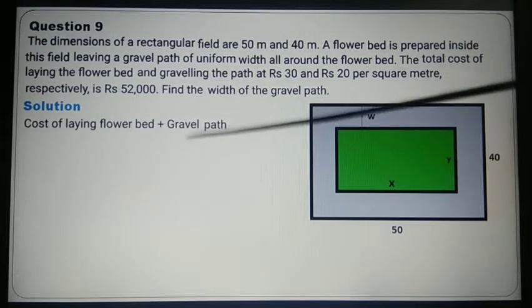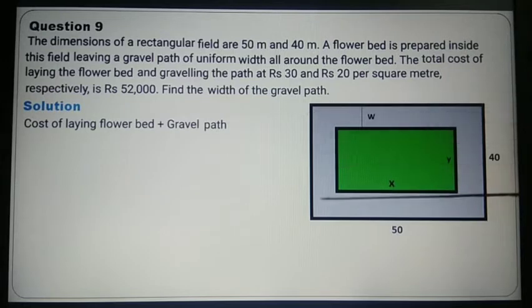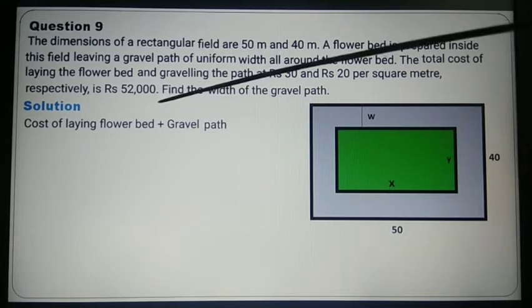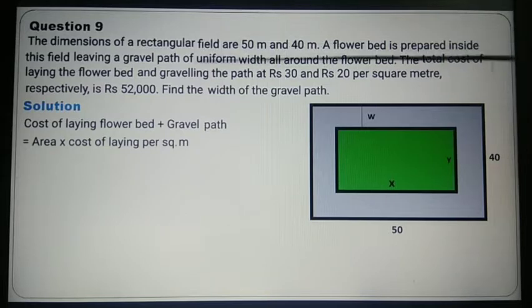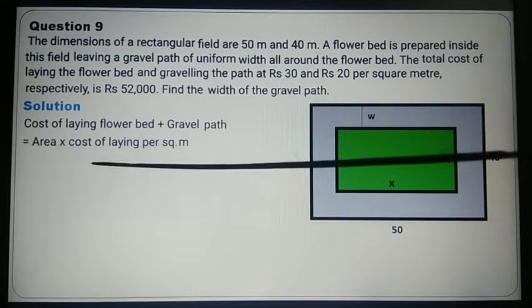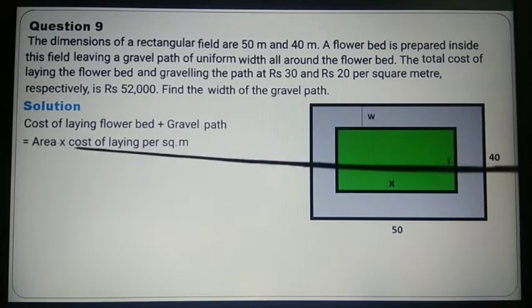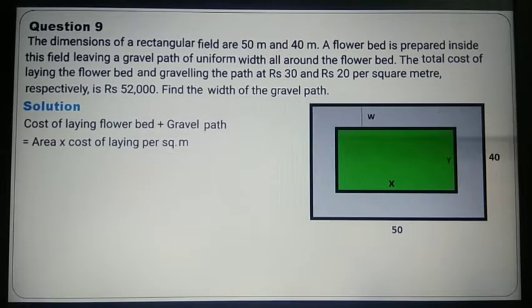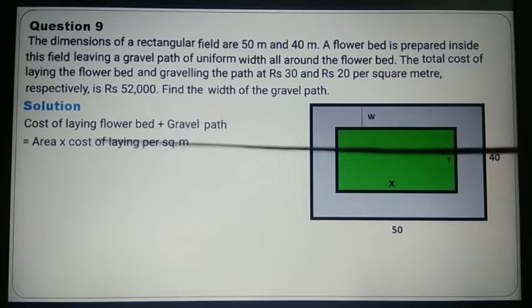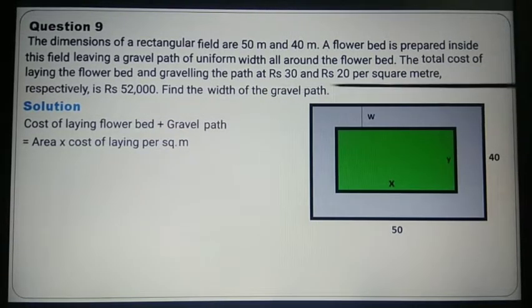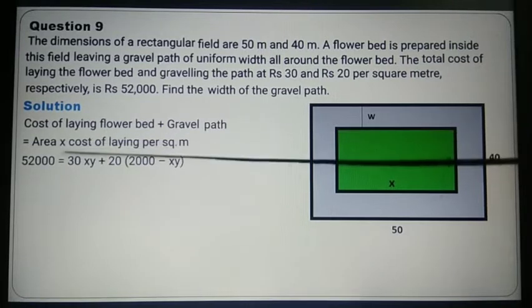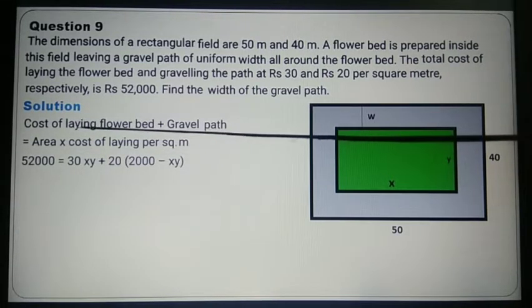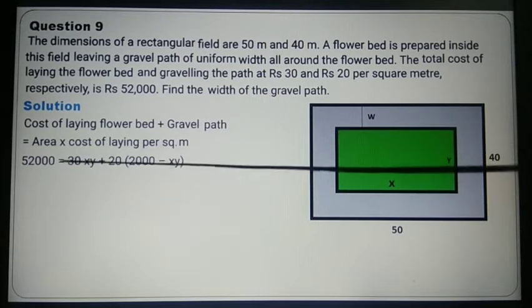So we have the cost of laying the flower bed and the gravel path, which is given to be 52,000, right? So it is going to be 52,000. This is nothing but area into cost. Okay, so we are seeing the first part. The area into the cost of laying per square meter, which is already given here. So the cost of laying the flower bed plus the gravel path is given to be 52,000.